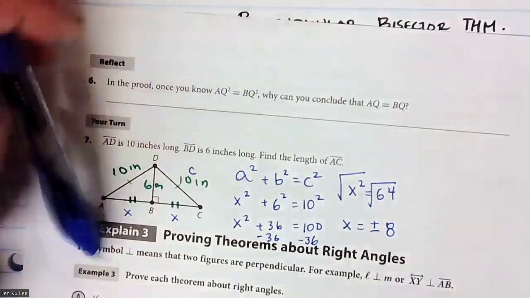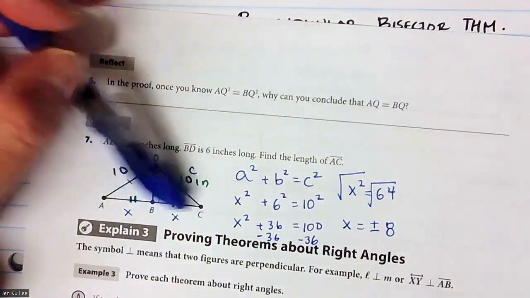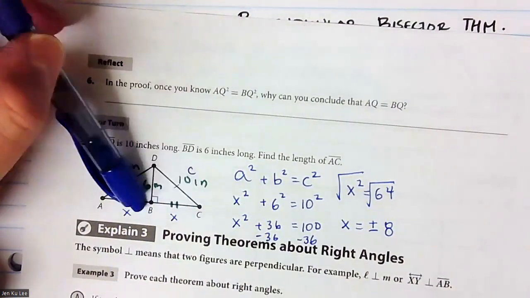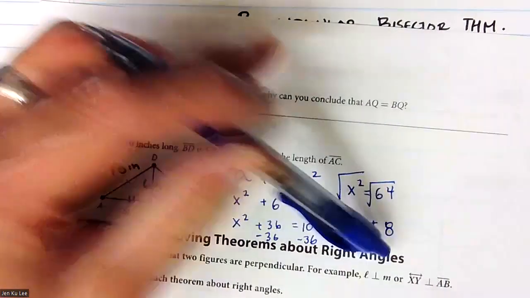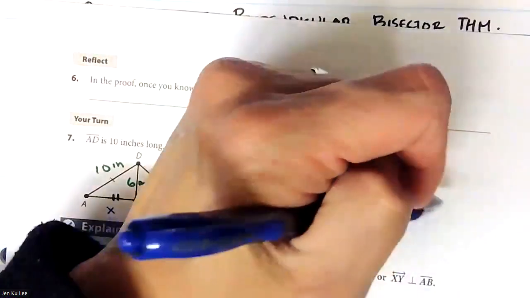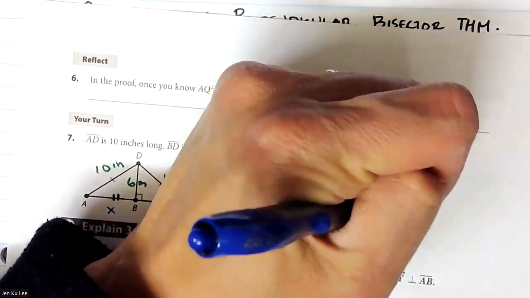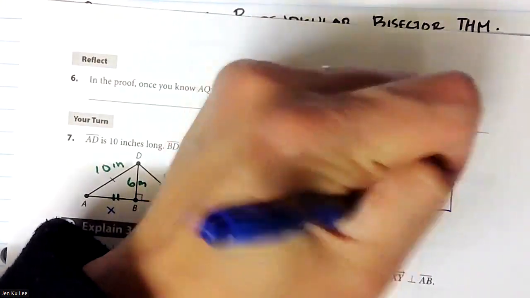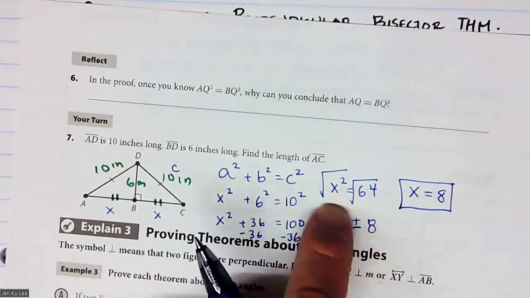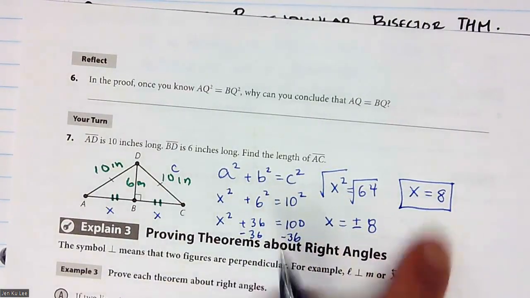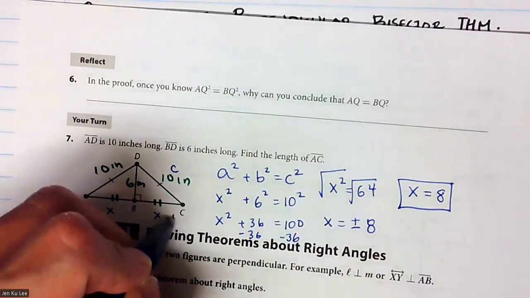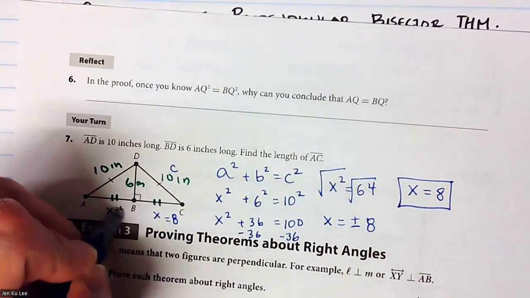But since we are talking about a physical thing, a segment of a triangle, it has to be the positive version. Okay, I put the plus or minus there because we know if we take the square root and we're solving for X, it can be plus or minus. Okay, so X equals 8. So then this is also 8.